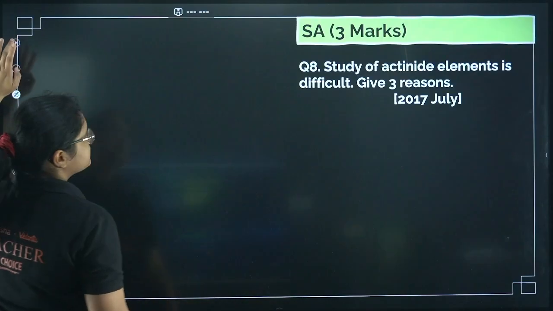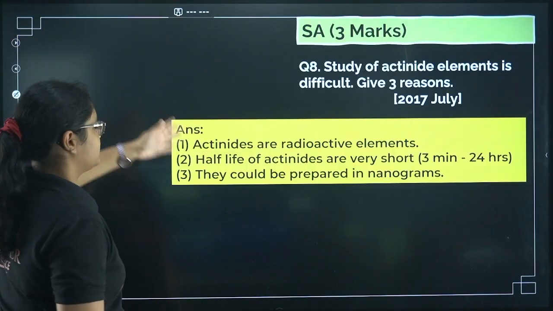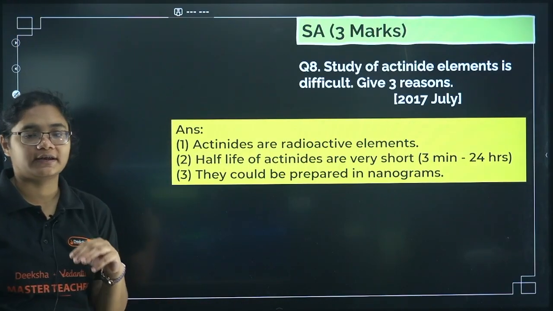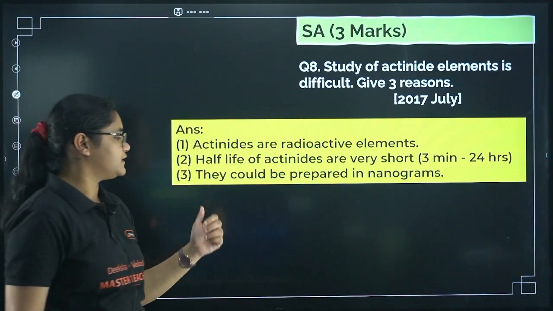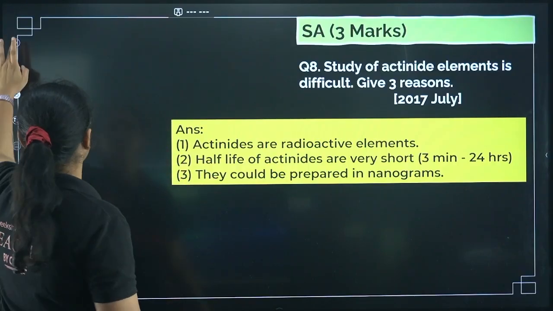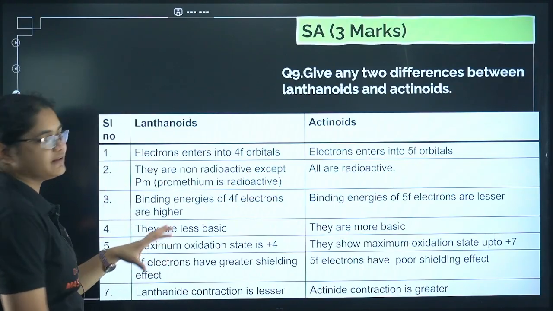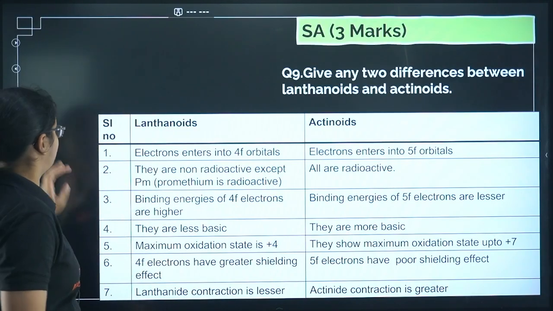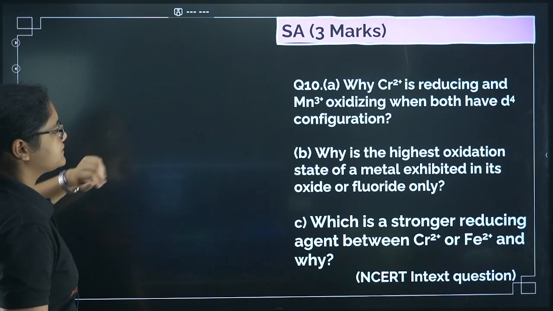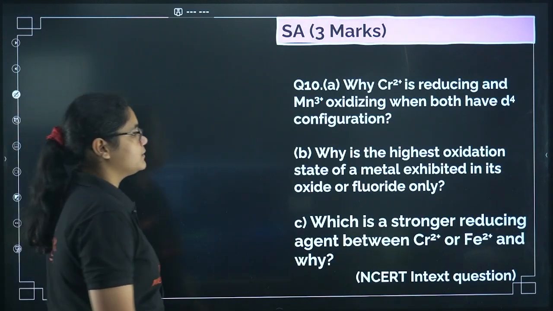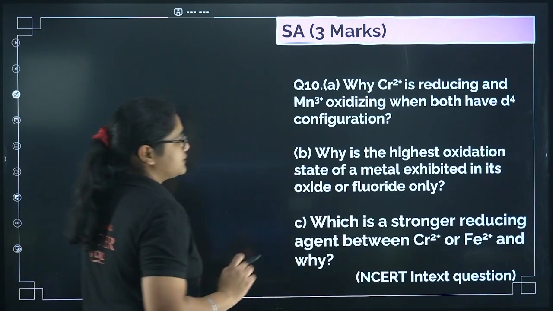Okay, next, actinoids, why it is difficult? Three things you have to know. First of all, they are radioactive elements, half-life is very less, and they are prepared in nanograms. Difference between actinoids and lanthanides, this is a very rare question, but still you can remember 2 to 3 points here also. Next, this is a very important question, why Cr2+ is reducing and Mn3+ is oxidizing when both have d4 configuration.